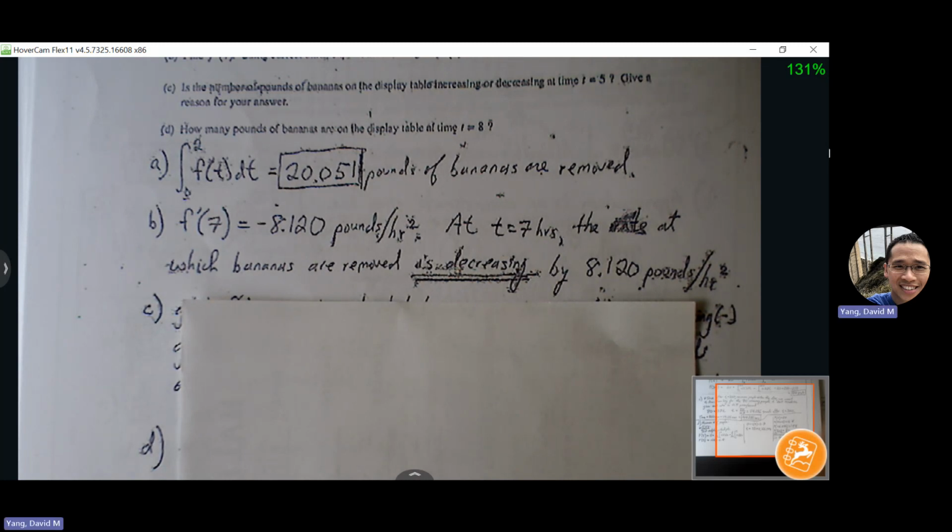Part C asks: is the number of pounds of bananas on display increasing or decreasing at time t equals 5?